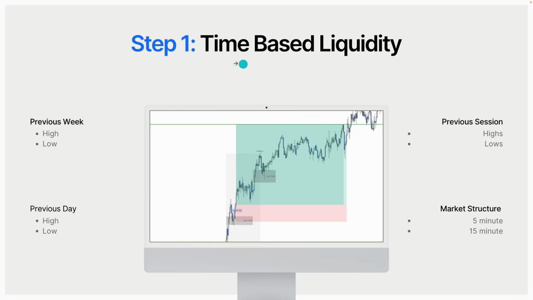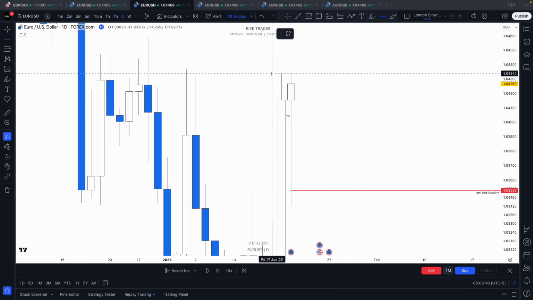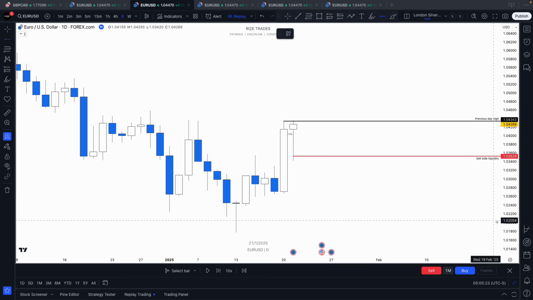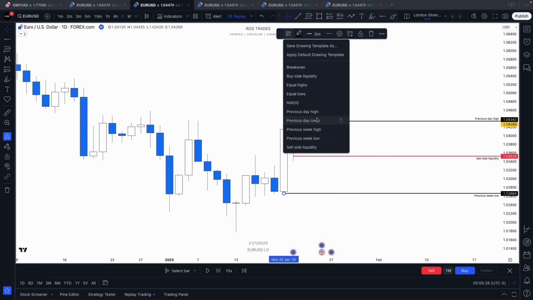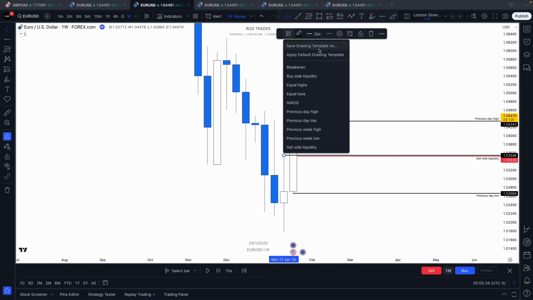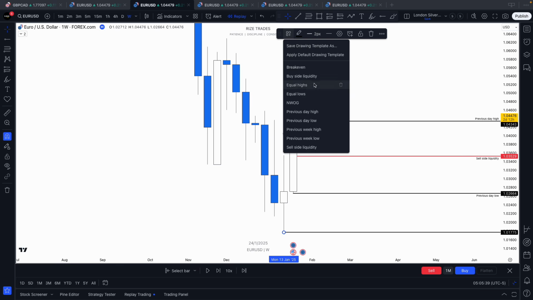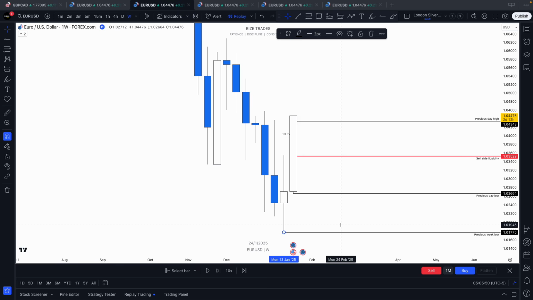So first step is time-based liquidity. As I always say, mark out your previous week high and lows, your previous day high and lows, session, and also your market structure, which we'll get into in a moment. So over on my charts here, what you'll do is just come up to your daily time frame, mark in your previous day high, and obviously your previous day low all the way down here. Go up to daily time frame, mark out your previous week high. In this situation, you wouldn't need it because we've already traded through it. And your previous week low probably isn't of much importance in this situation. So nothing's discretionary here, all completely mechanical levels, just using time-based liquidity.